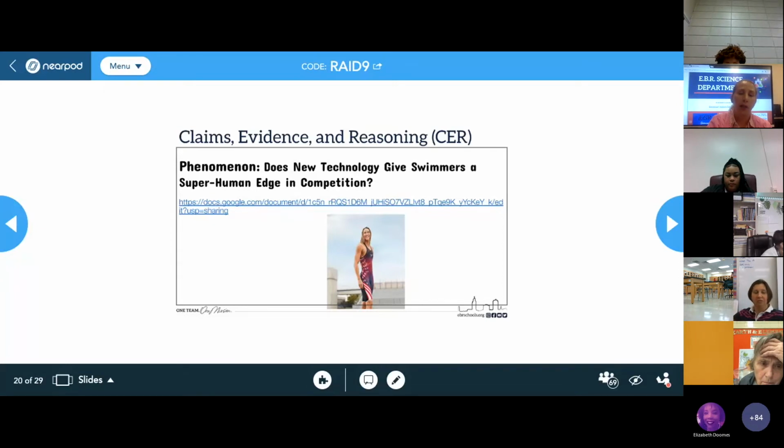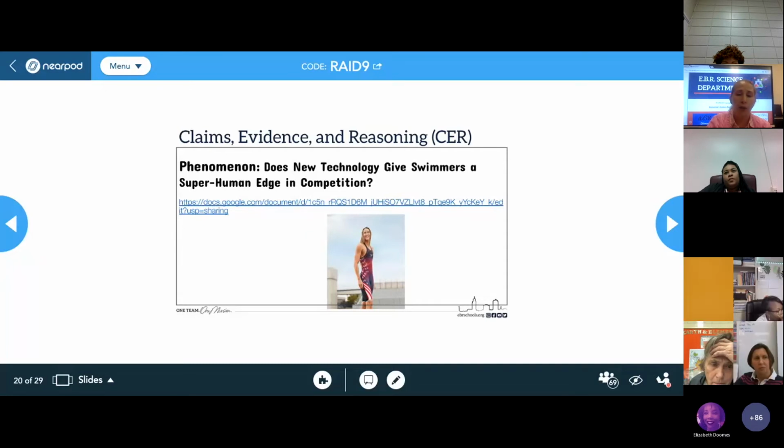I would have the students look at the provided pictures. They have a couple of pictures of the suit. And I would ask them to make a claim. Do you think the fast skin, this actual suit, can make swimmers faster? And here's a picture of it right here. This is a picture of Michael Phelps in it, actually. So I would have them make the claim before they read the article.